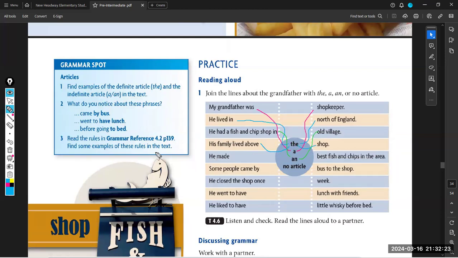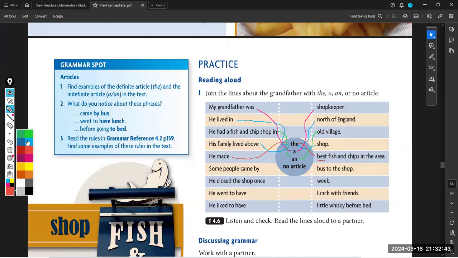Now he made best fish and chips in the area. The best. I'm talking about a superlative, Zainab. Exactly. The best. Because I'm talking about a superlative, absolutely, I have to use the. The best.